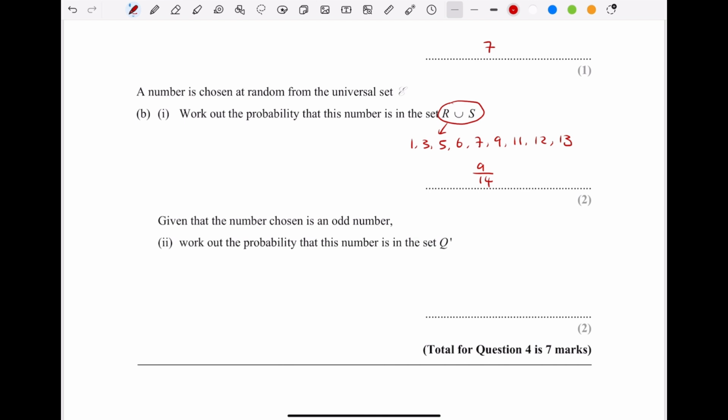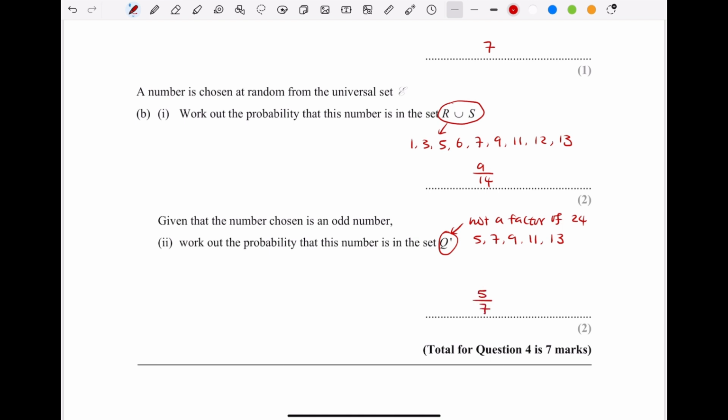Moving on, given that the number chosen is an odd number, we want to work out the probability that this number is in the set Q dash. So that means not a factor of 24. So we know it's going to be 5, 7, 9, 11, and 13. There are 5 numbers, and we are given that the number chosen is an odd number. So we have 7 odd numbers between 1 and 14. So the probability is going to be 5 out of 7.